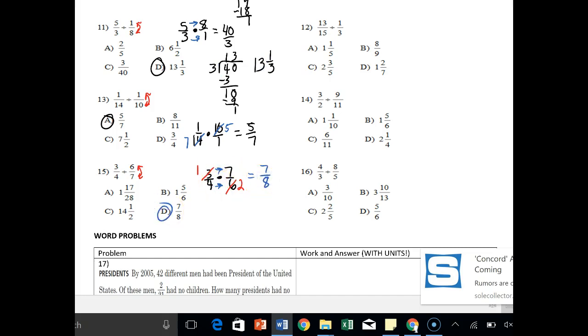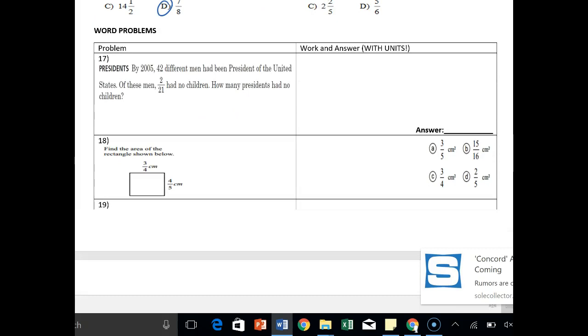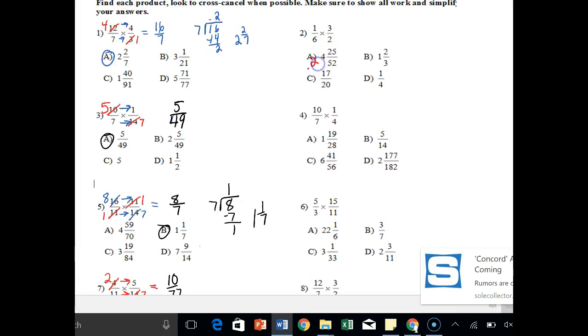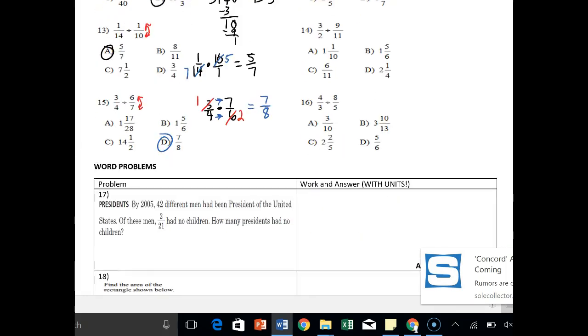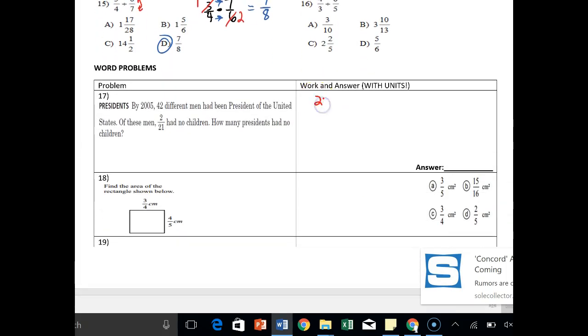D. Alright, for your word problems, number 17. It says, by 2005, 42 men had been president of the United States. Of these men, 2 out of 21 had no children. How many had no children? So basically you're trying to say 2 over 21 of 42 presidents, right?